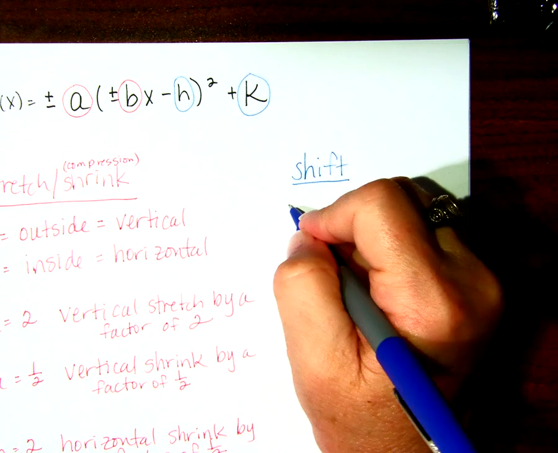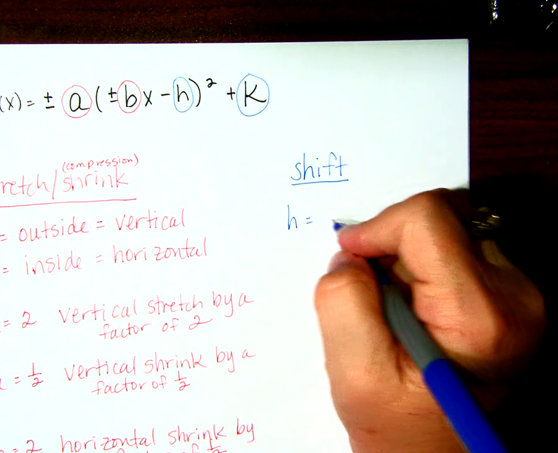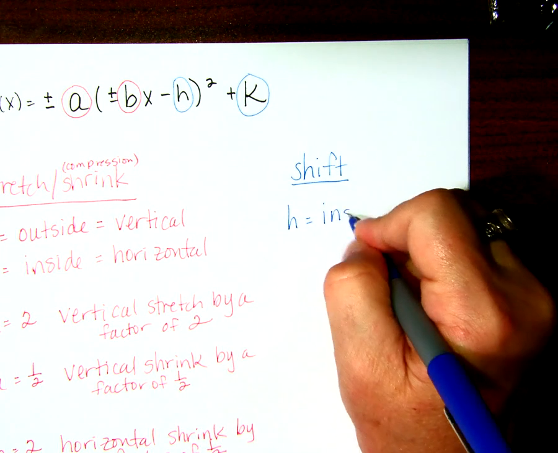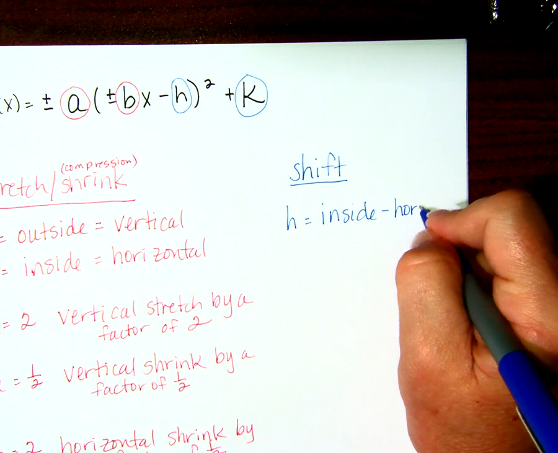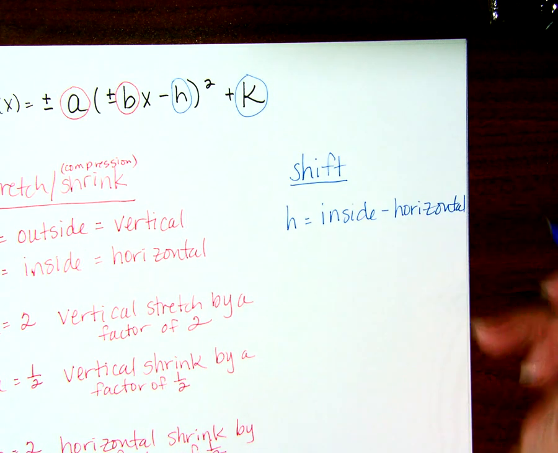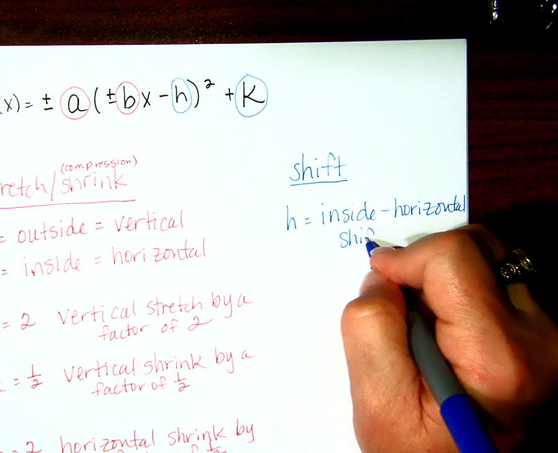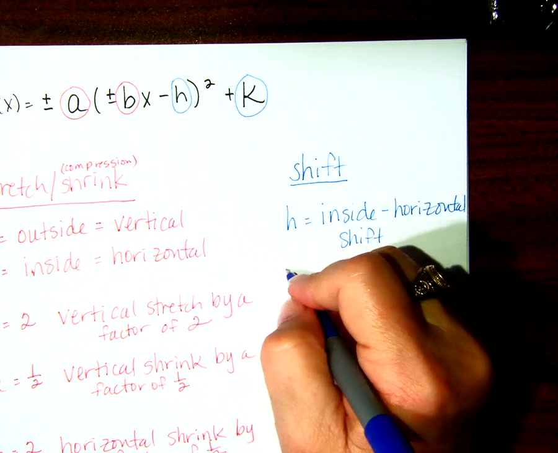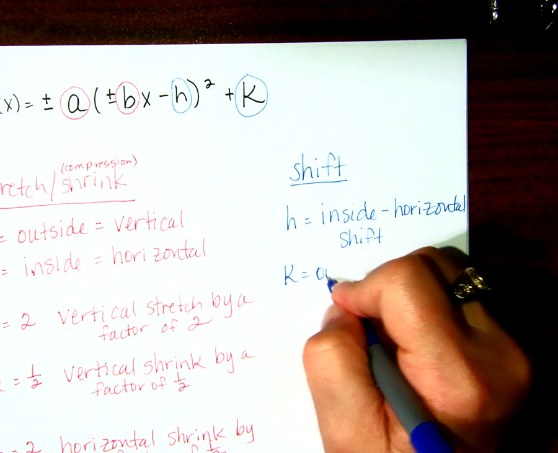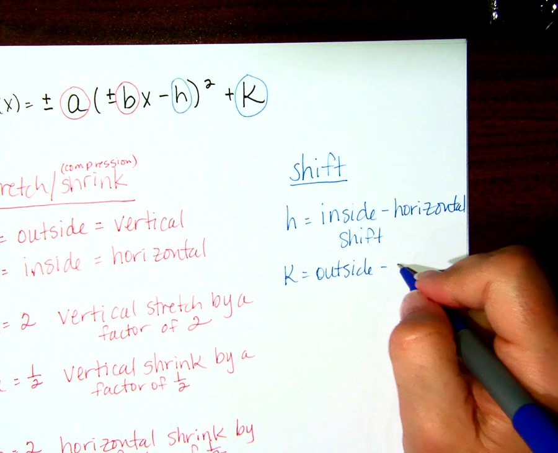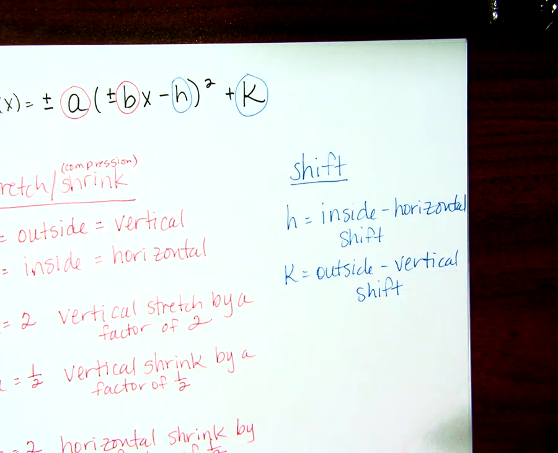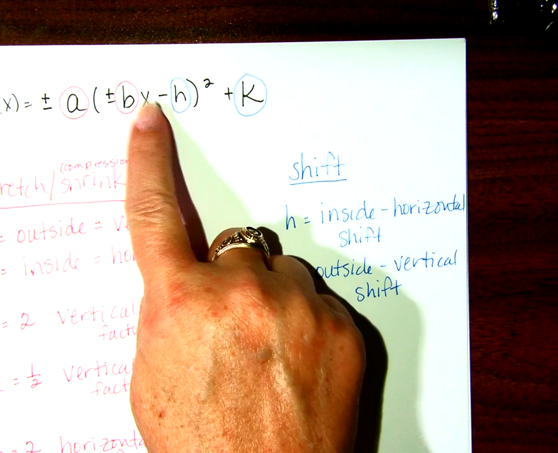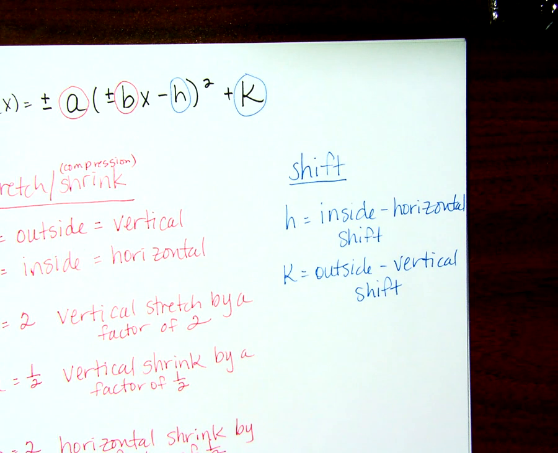What kind of a shift does H cause? So it's inside. So that causes a horizontal change. And what about K? It's outside. So that causes a vertical shift. Okay?